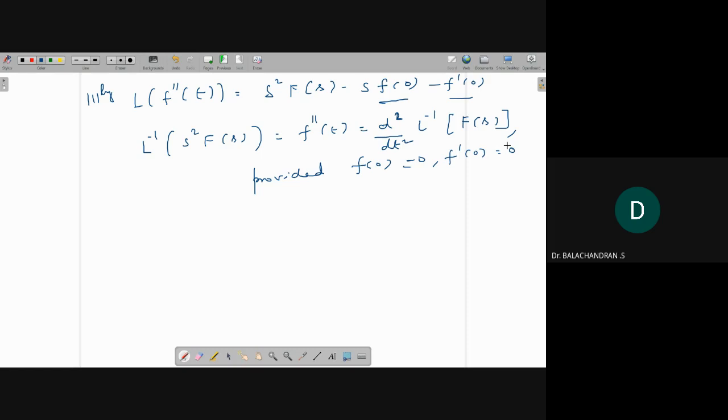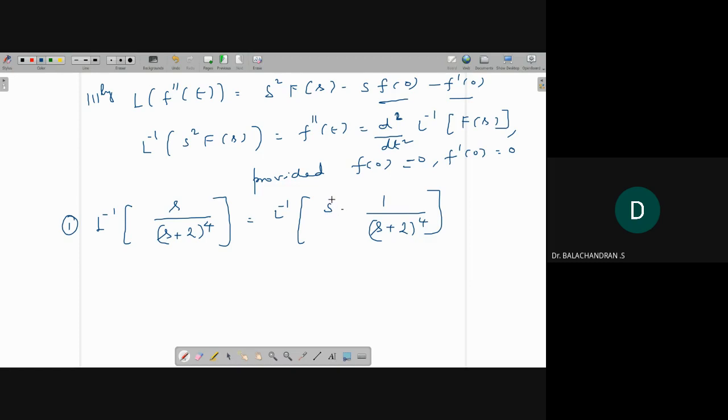Now we will solve some problems using this result. Find L inverse of s by (s plus 2) whole power 4. I am going to write this as L inverse of s into 1 by (s plus 2) whole power 4. This is of the form: this is s, this is f of s. So L inverse of s into f of s is equal to, you can replace s by d by dt, L inverse of f of s, where f of s is 1 by (s plus 2) whole power 4.